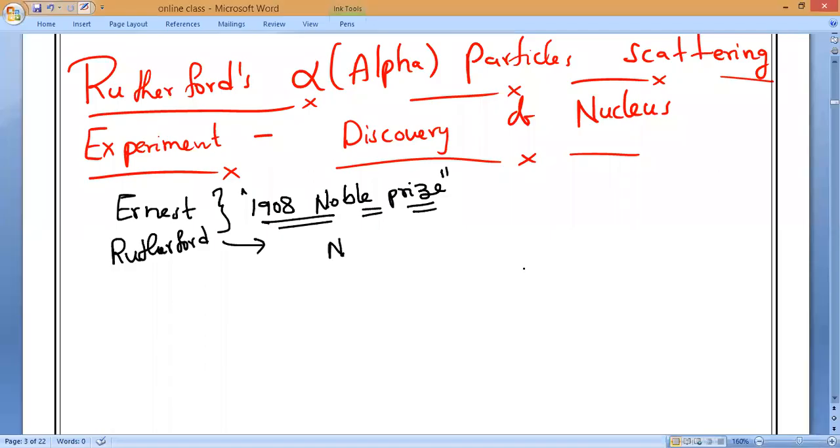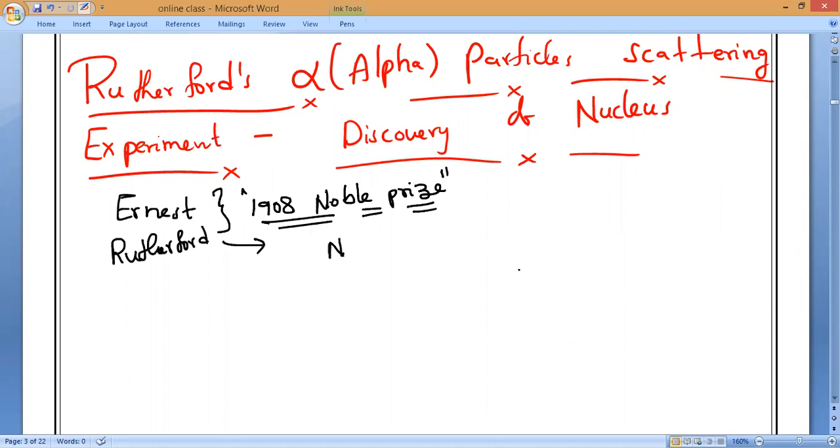As we know, the second atomic model is Rutherford's alpha particle scattering experiment, which led to the discovery of the nucleus. This experiment successfully proved the concept of the nucleus, which was his greatest contribution to physics. That is why he was awarded the Nobel Prize in 1908, one of the world's most priceless awards.